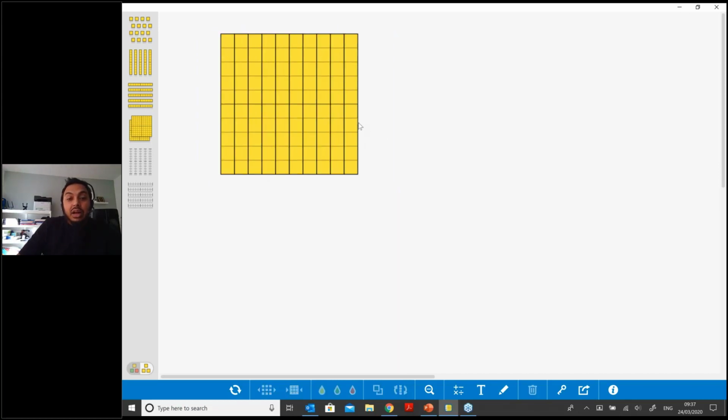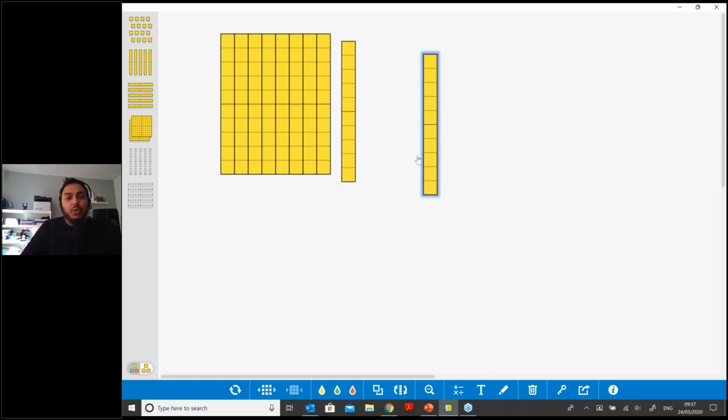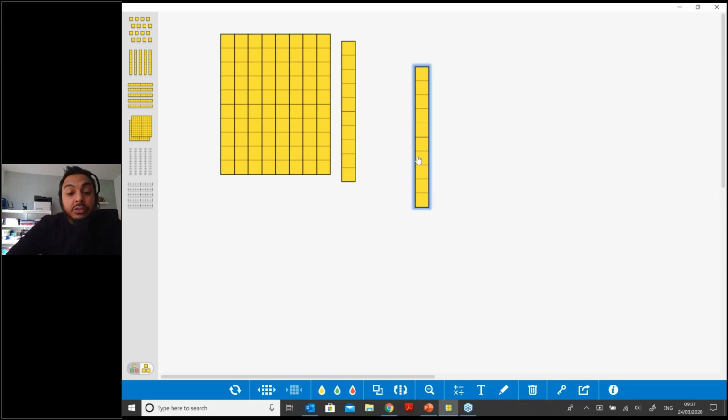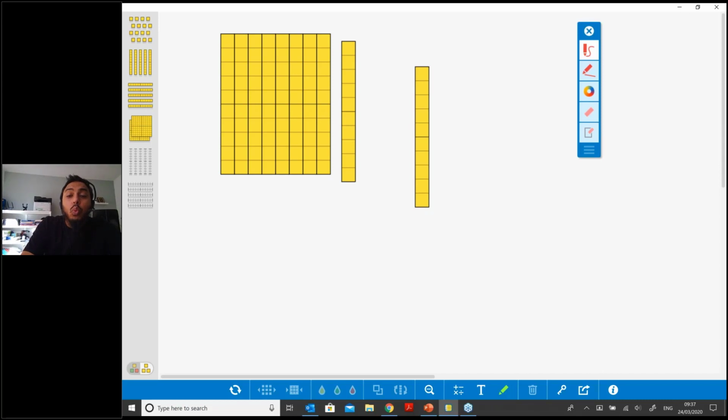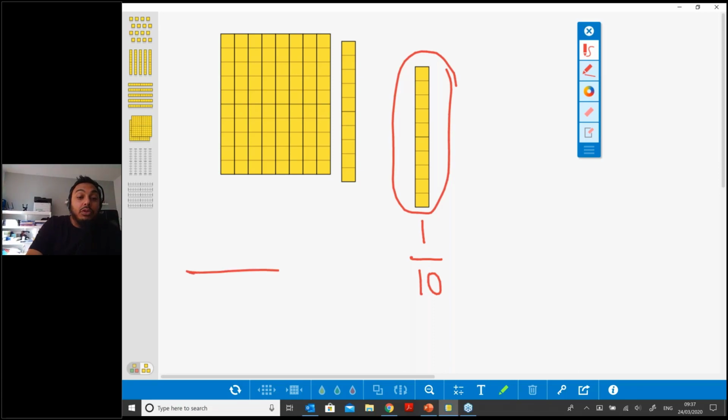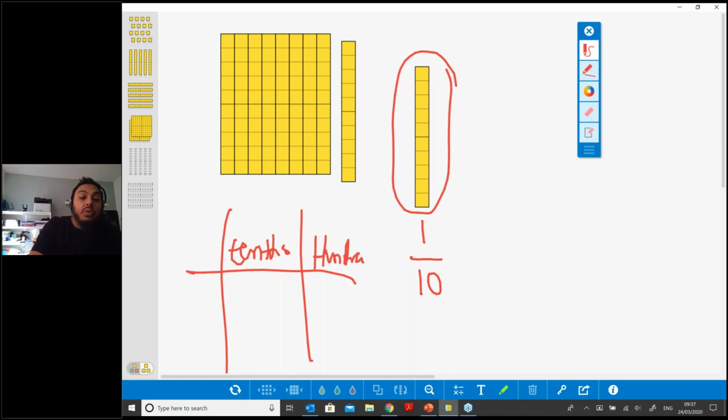And I would ask, what does one of these rectangles represent as part of the whole? Children have a chance to think about that, and hopefully they'll say something like, oh, this is 1 out of 10 pieces, so we can call this 1/10. Okay, this piece is 1/10. Generally, when we talk about decimals, we jump onto the tenths column, hundredths, and so forth, right?